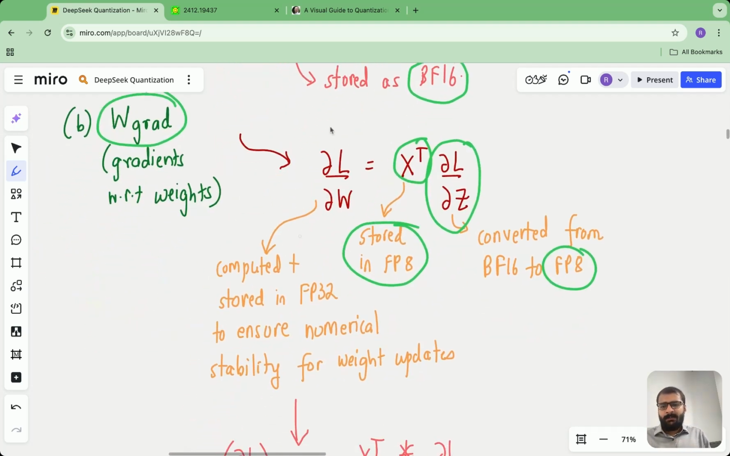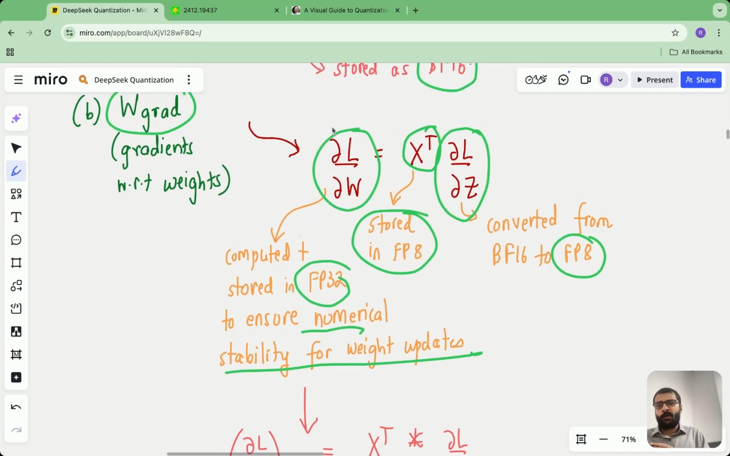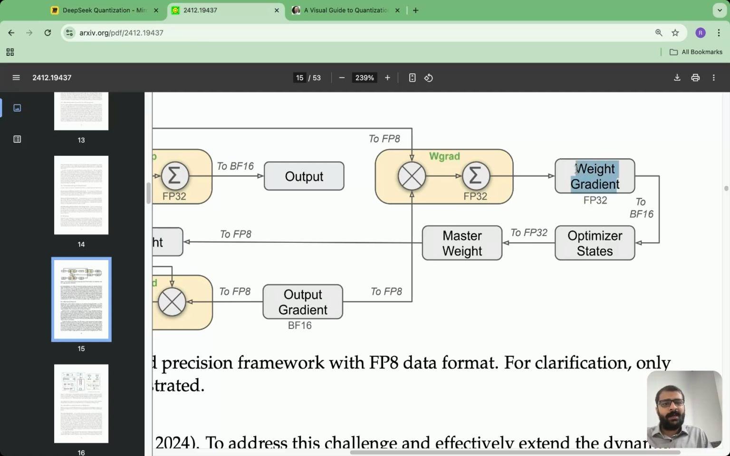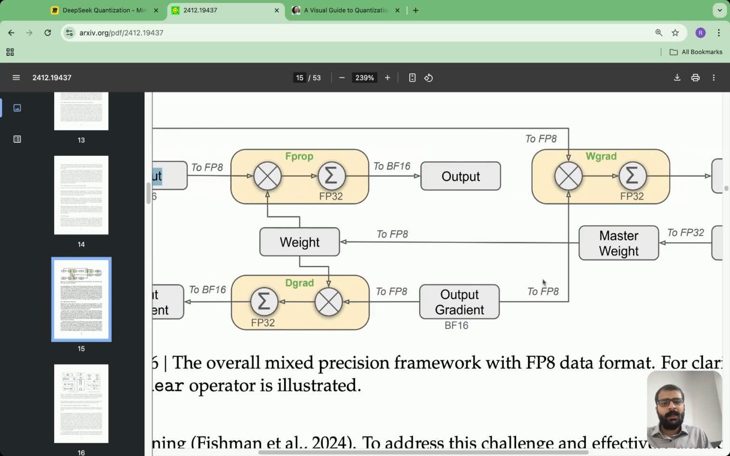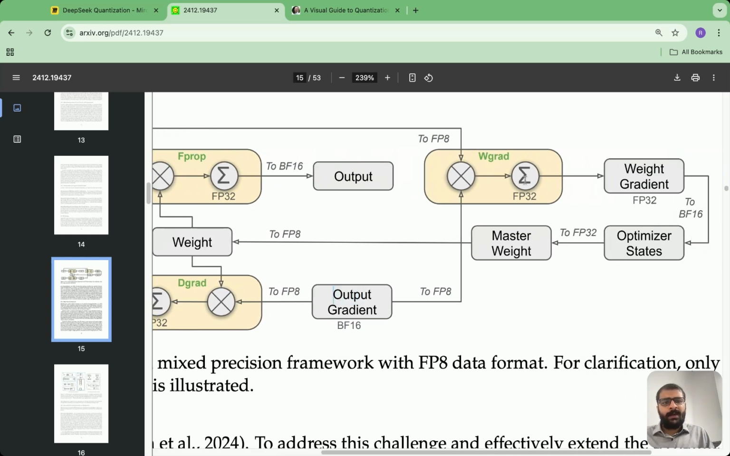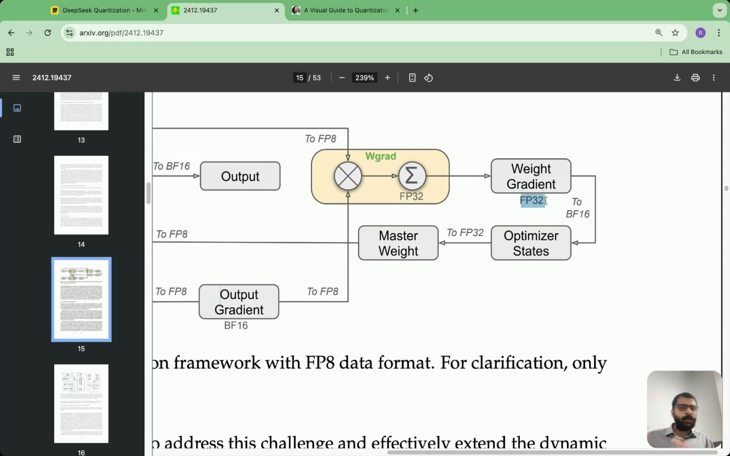And keep in mind that the partial derivative with respect to the weights is stored as floating point 32 to ensure numerical stability for weight updates. So this is not converted into floating point 8, because this will ultimately lead to my weight updates, right? So if you look at dL/dW, you'll see that the weight gradient, which is computed after multiplication of the inputs with the output gradient, is computed as floating point 32 and stored also as floating point 32. It's not stored as floating point 8 or BF16. It's stored in a much higher precision and higher number of bits.